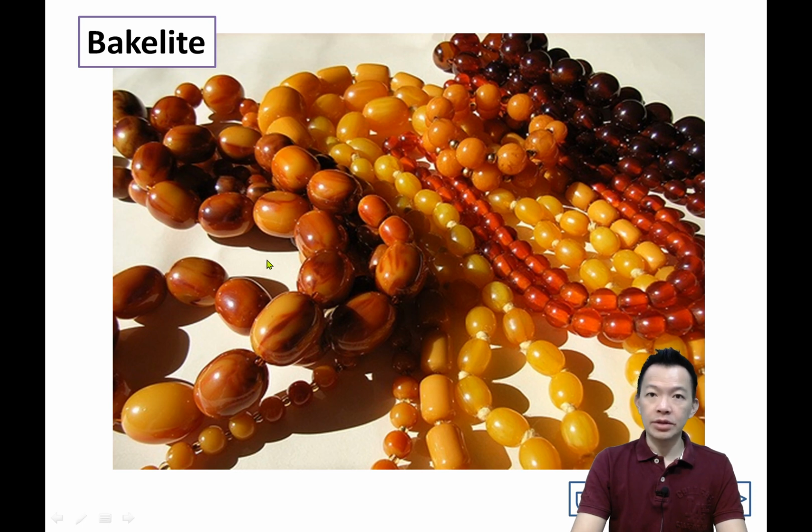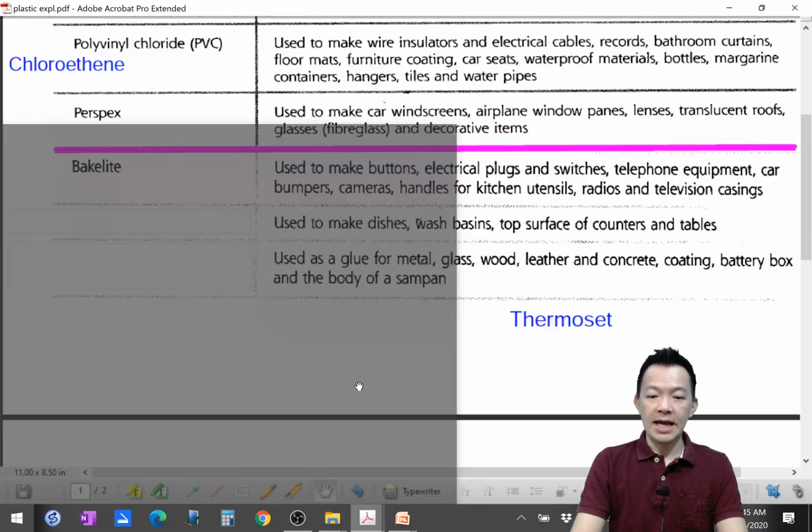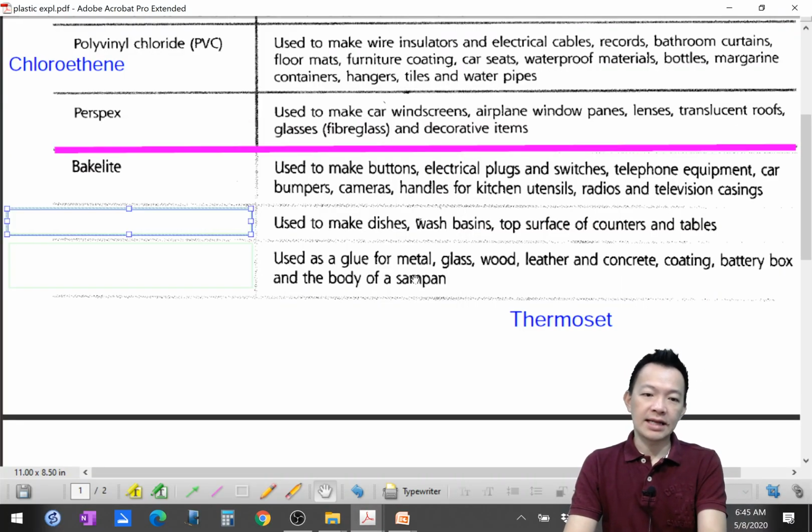You burn them, they're not going to burn. They look like very good things, right? But they are Bakelite plastic, it is called Bakelite. Any others? Thermoset, heat-resistant plastic.